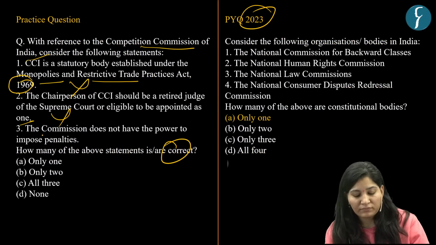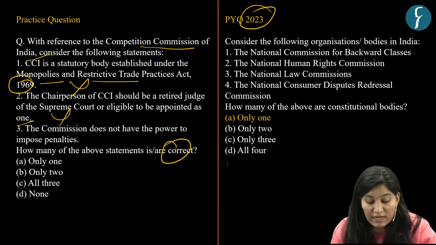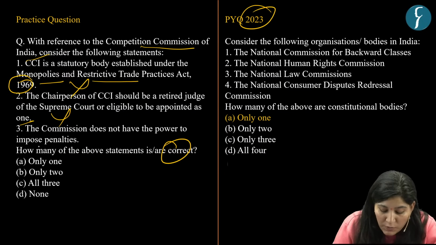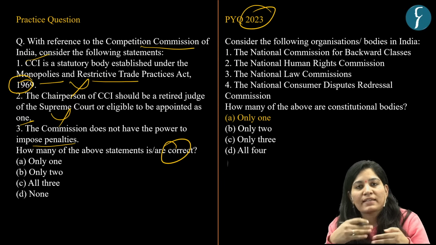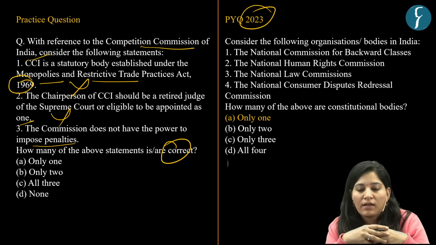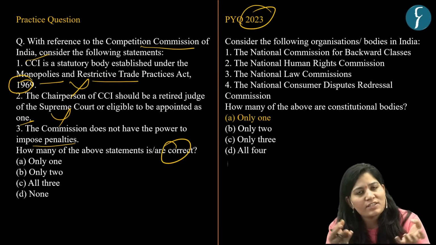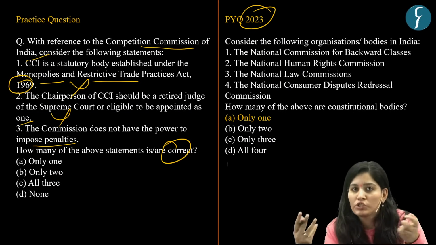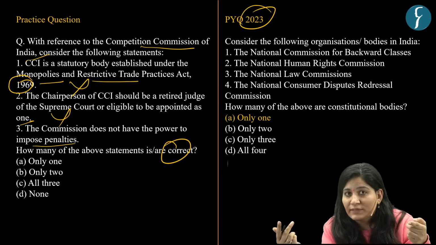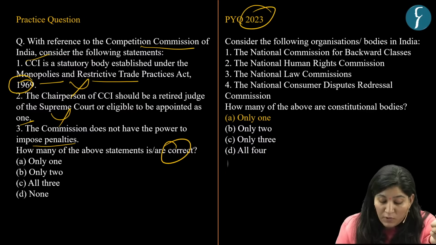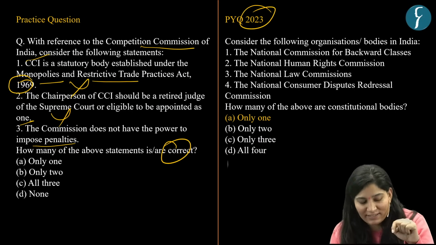Now let's come to the last statement. Commission does not have the power to impose penalties. Now, CCI's basic function is that they will give advice to central agencies or the central government over competition issues. So they do work as a quasi-judicial body. They can impose penalties. And this makes our third statement incorrect.